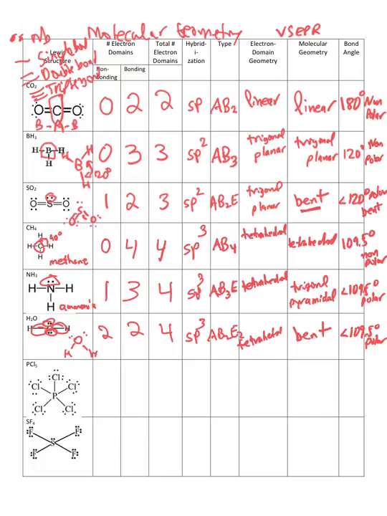I want you to note the difference between the bent SO2 and the bent H2O, water. They start out from different electron geometries, trigonal planar versus tetrahedral, and hence the bond angles wind up being different. They're both bent, but they have different starting points, if you want to think of it that way.